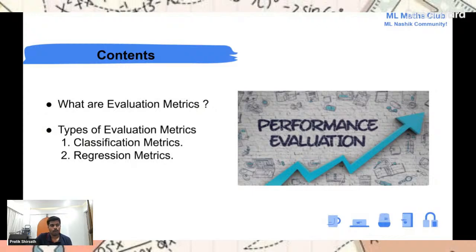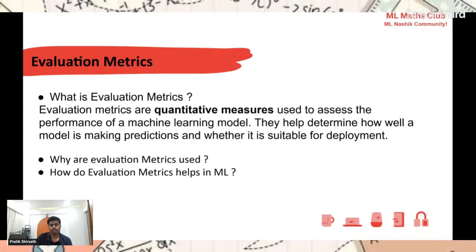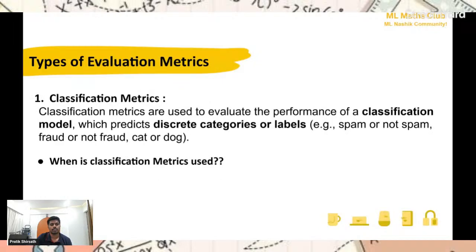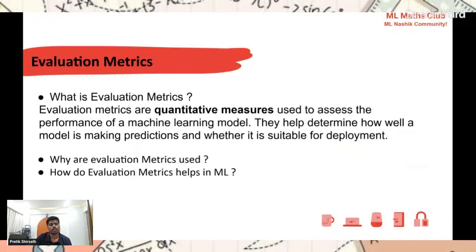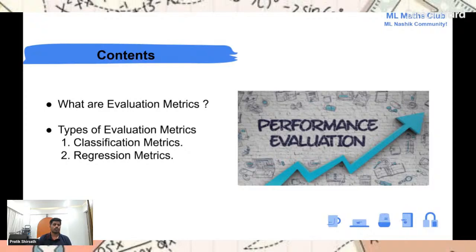What we are going to study in today's session is what is evaluation matrix, the types of evaluation matrix, which are classification matrix and the regression matrix. These are some primary types of evaluation matrix. Then we will learn deep inside what is evaluation matrix, why evaluation matrix are used, and further the classification matrix and the regression matrix.